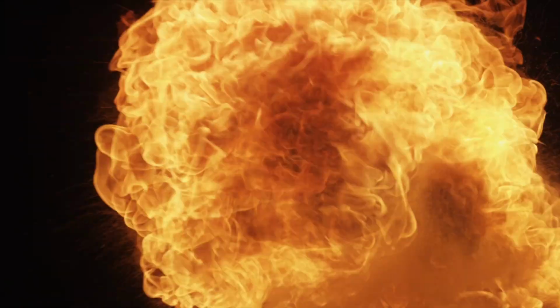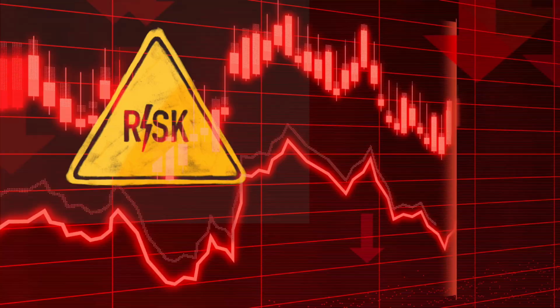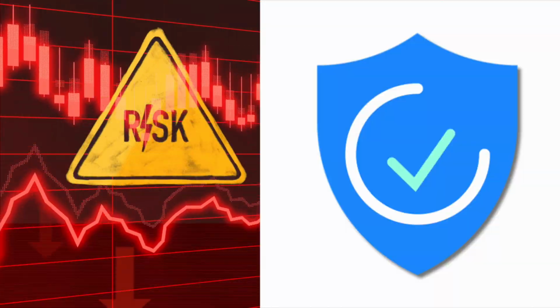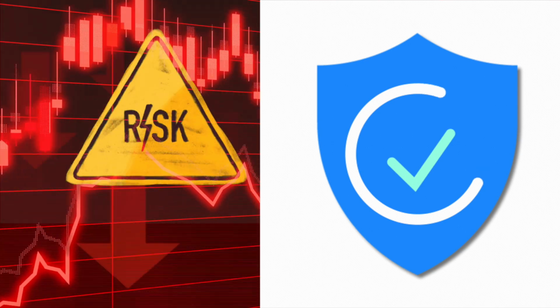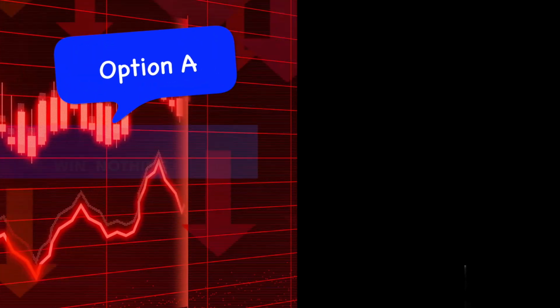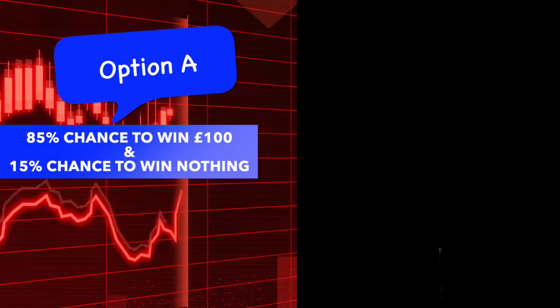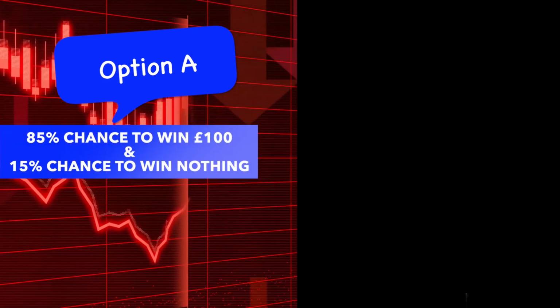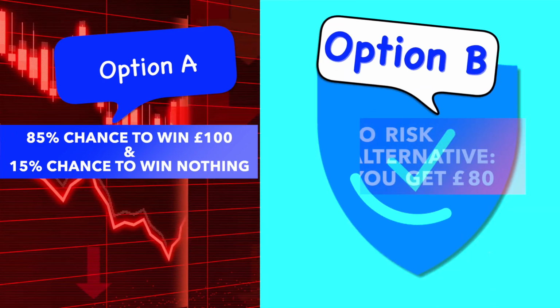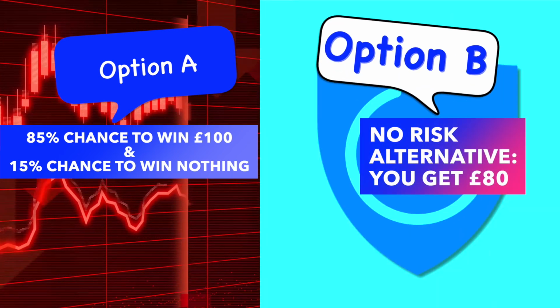Now, what is risk aversion? It's the propensity of a person to avoid risk as much as possible. If we are given a choice between a risky option and a non-risky option, we should choose the non-risky 100% sure option. For example, let's consider the following two options. Option A, an 85% chance to win, let's say, £100 and a 15% chance of winning nothing. Option B is a sure, no-risk alternative to get £80.